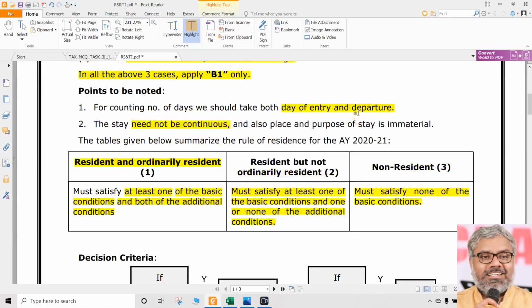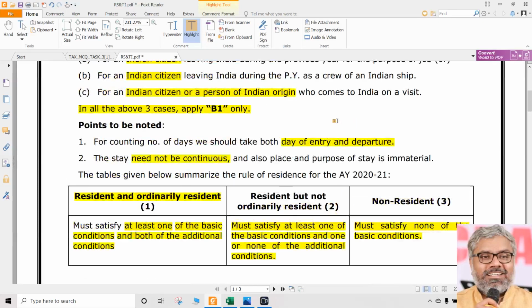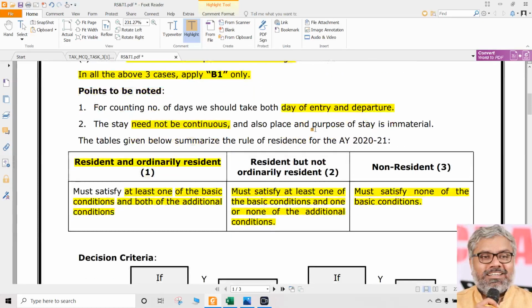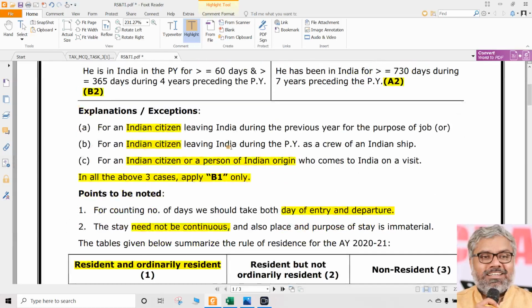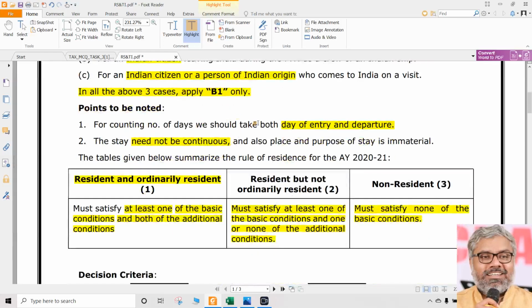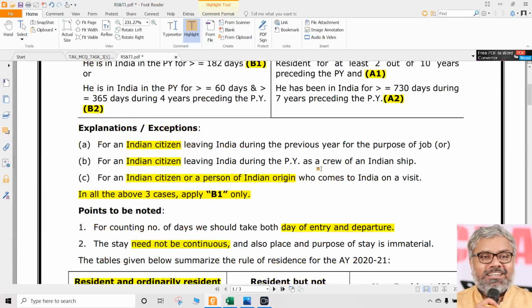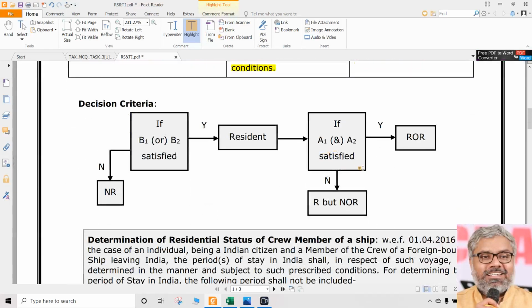Absolutely, that is useless. Why is he here in India? We don't care. In India or not in India only matters. Where is he? Why is he? Was he here continuously or not? Those things do not matter. Number of days means number of days, that's all. Any other additional unnecessary information we have to ignore. That is about determination of residential status of individuals.